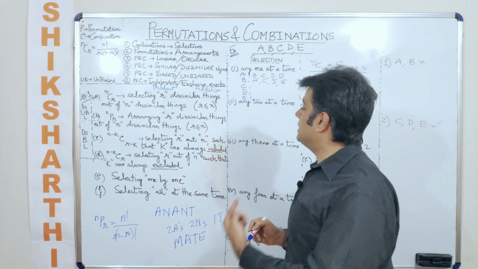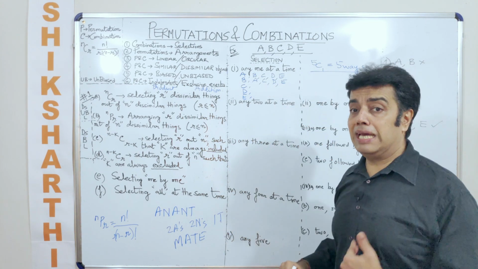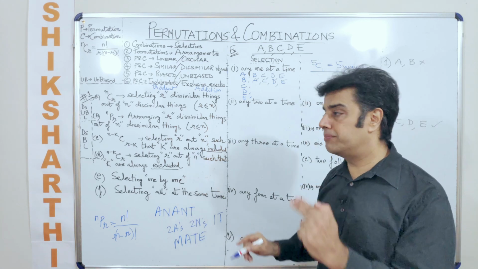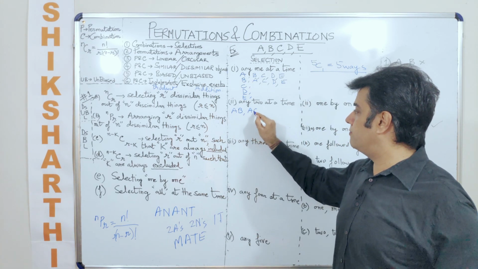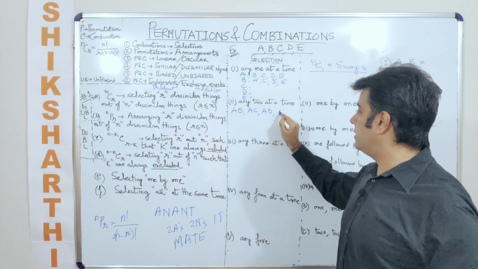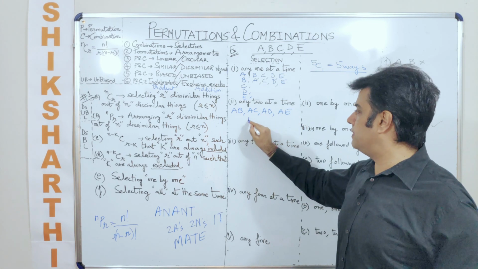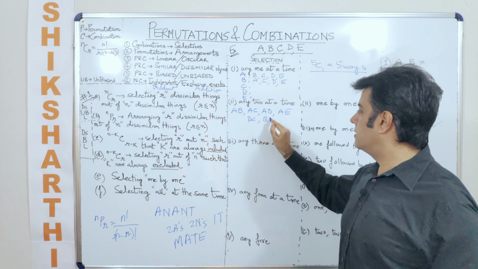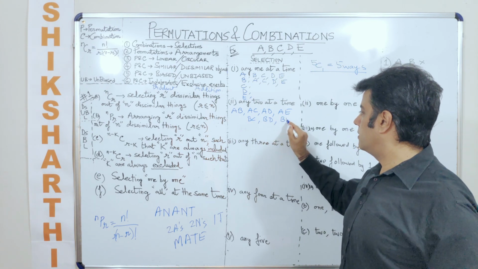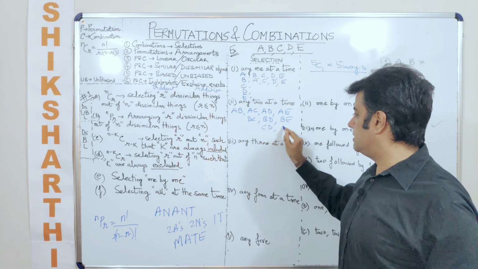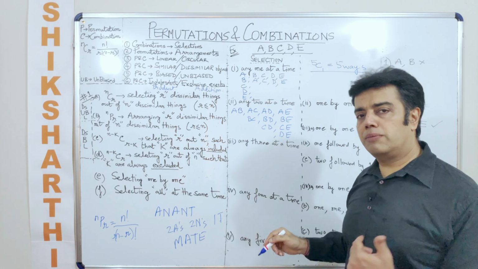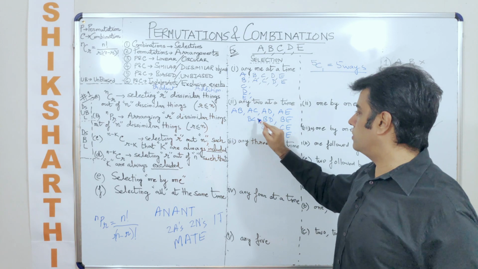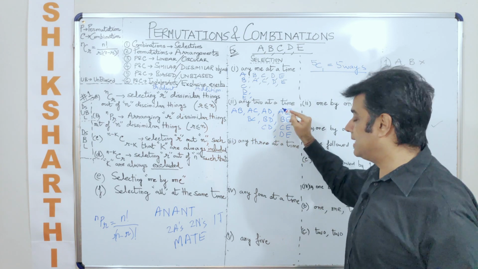Now when you are selecting any 2 things at the same time, you can choose to select AB, let's say, followed by AC, followed by AD, followed by AE, followed by BC, followed by BD, followed by BE, followed by CD, followed by CE, and finally followed by DE. So what are the total number of cases that we have made? 1, 2, 3, 4, 5, 6, 7, 8, 9, 10.